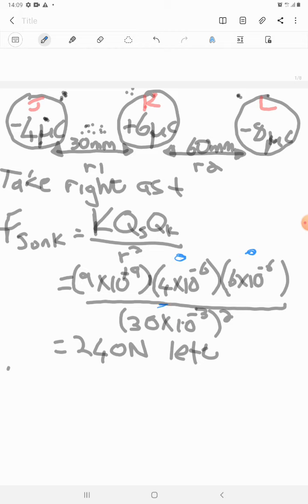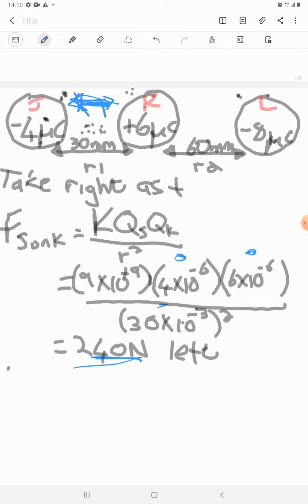Now, why is it a positive and not a negative for that 4? Because we're not too worried about that. We're just calculating what the force is between these two. Between this and this, we're trying to calculate what my force is going to be. And we can see that it is going to be 240 newtons to the left. Now, why do I know it's going to the left? Because it's my positive going towards my negative side. And that is the reason why I know it's going to be like that.